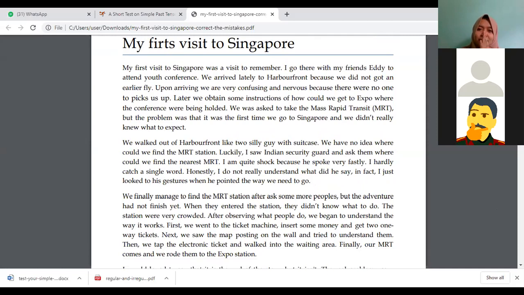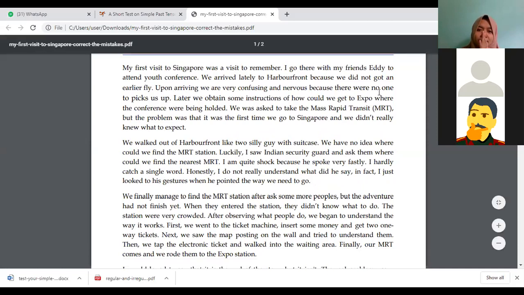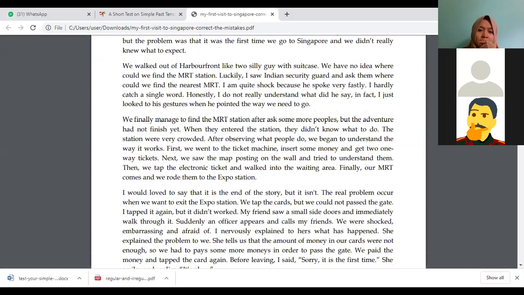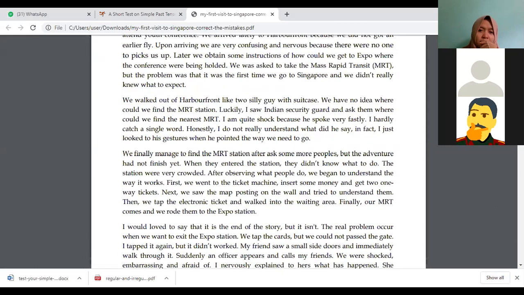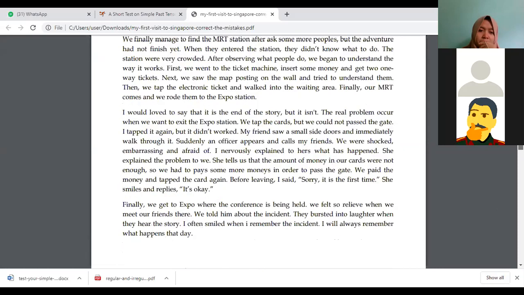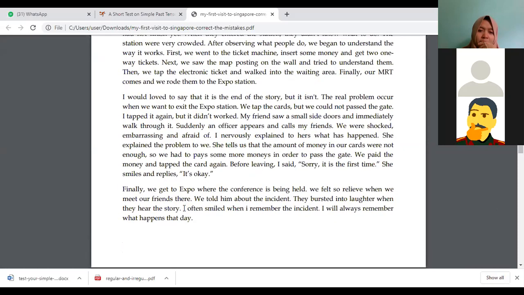Guys, what do you mean? The first paragraph, yeah, is the orientation. My first visit to Singapore, that is the event. The event consists of the second, third, and fourth paragraphs. And the last one must be the reorientation.